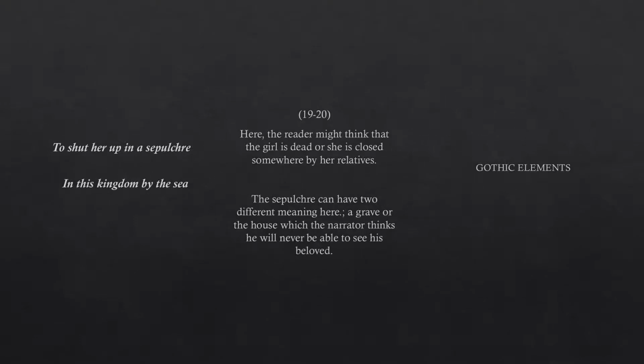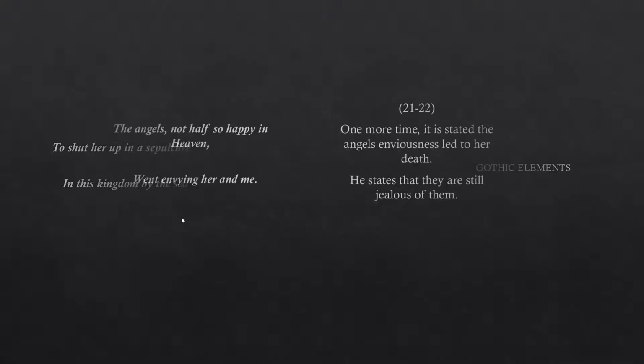To shut her up in a sepulchre in this kingdom by the sea. The image of the sepulchre and this kingdom by the sea are the Gothic elements in this poem. And the sepulchre can have two different meanings here, a grave or a castle. So the narrator thinks that he will never be able to see his beloved. And one more time, he states that the angels and Venus led her death.